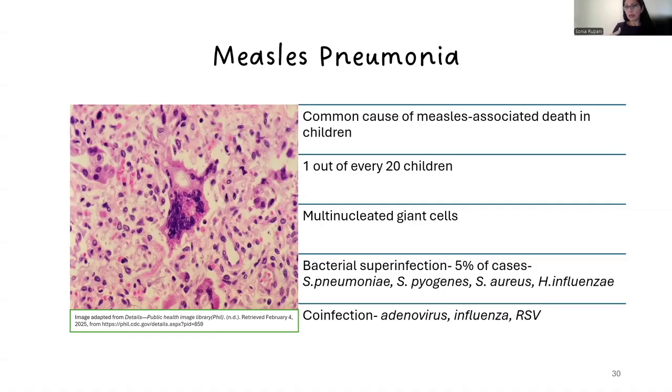If we were to do a biopsy of the lung tissue, we would see what's called the multinucleated giant cell, as seen here. These are all lymphocytes, and this is the multinucleated giant cell, which is referred to as the Warthin-Finkeldey cells. So they're just multinucleated giant cells that are commonly seen with measles pneumonia.